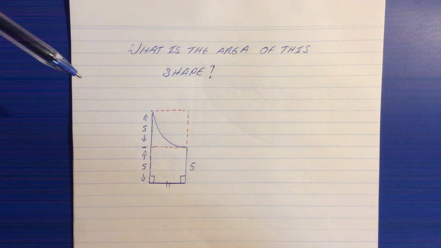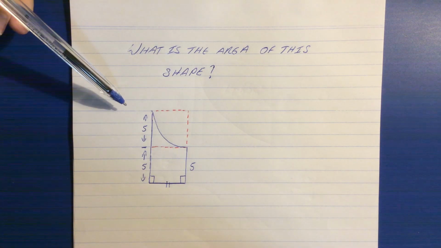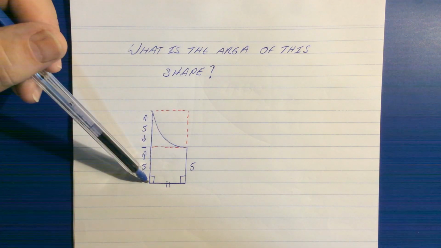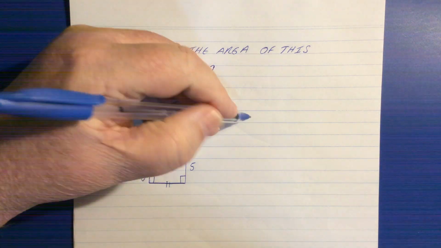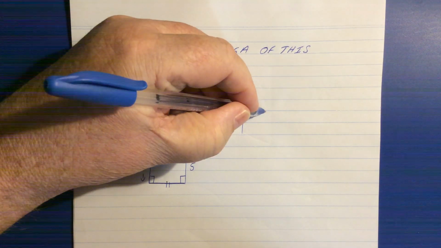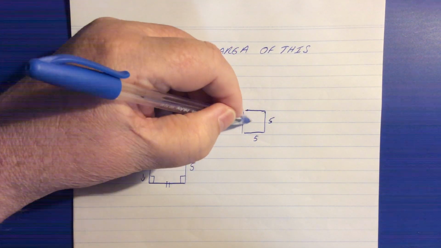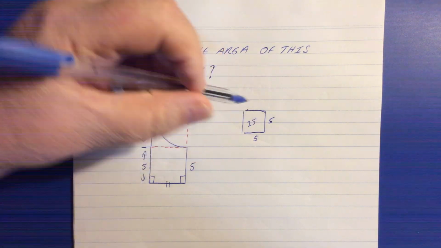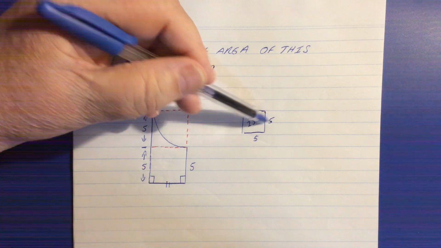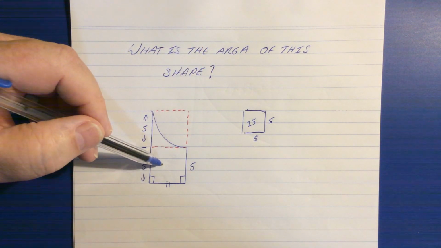Now, the first thing to do with a problem like this is to look at how it's made up. And this is constructed from a square measuring 5 by 5. So I'll just make a note of that here, 5 by 5, and the area of that is pretty straightforward. It is 5 times 5, 25. So we know the area of this space here.